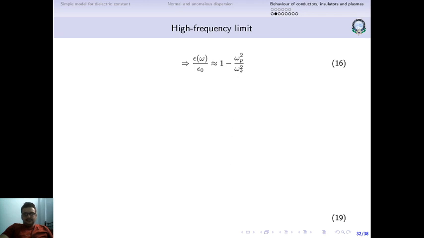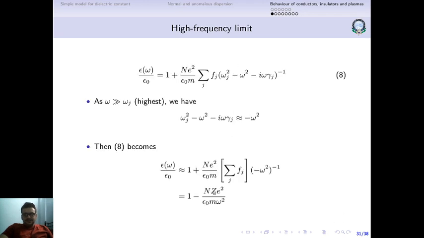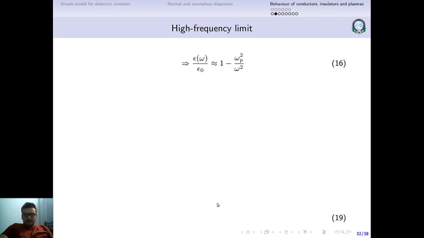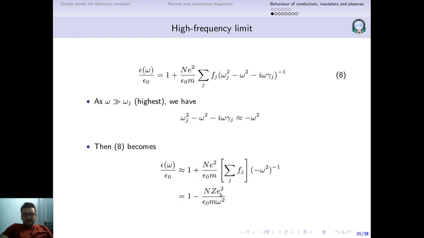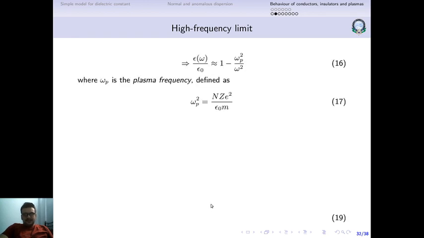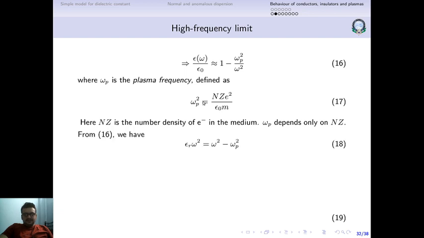So we write it simply as 1 minus omega p square by omega square, where omega p square is the plasma frequency, that is n Z e square by epsilon naught m. Here n Z is of course the number density of electrons in the medium, and you can see from equation number 17 that the plasma frequency depends only on the number density of the electrons in the medium. So it is characteristic of the population of the charges in the medium.